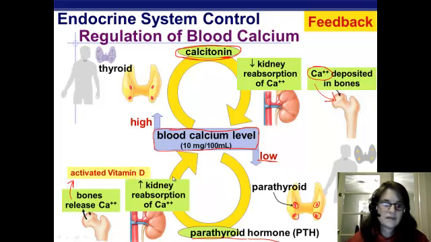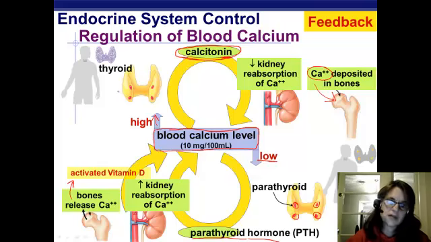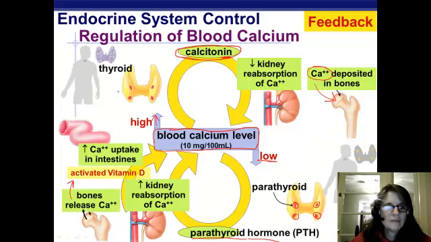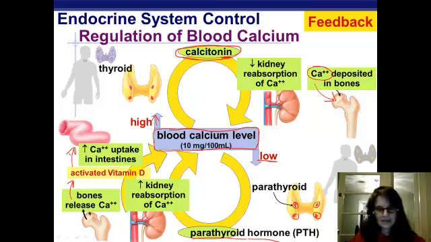And then again, if the blood calcium level gets too high, then we'll start the whole cycle over again. Again, negative feedback. We're keeping things in check. All right? This is showing you some other stuff. I'm sorry, I jumped ahead, but we will increase the calcium uptake in the intestines too.